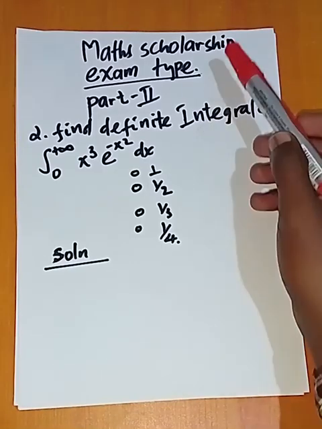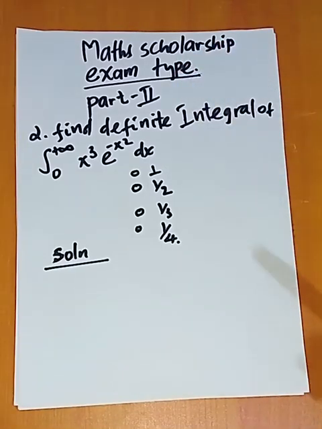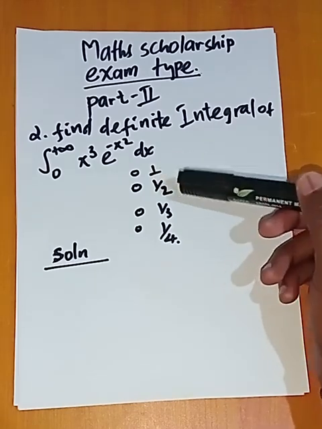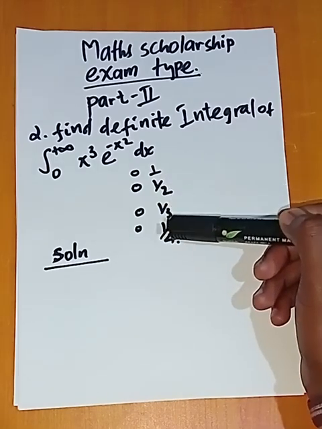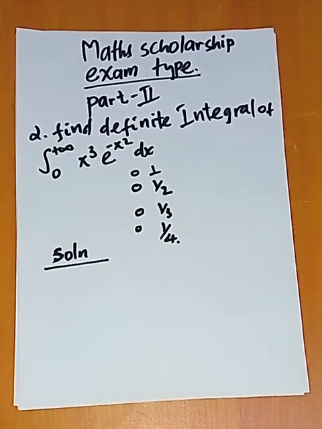Okay, Maths Scholarship Exam Type Question. Part 2, question number 2. Find the definite integral from 0 to positive infinity of x cubed e raised to negative x squared dx. Choose A. 1, B. 1 over 2, C. 1 over 3, D. 1 over 4. Solution.